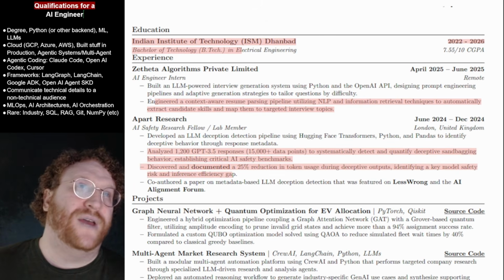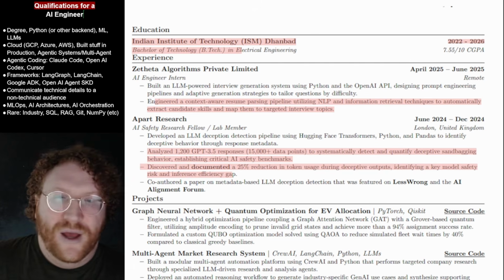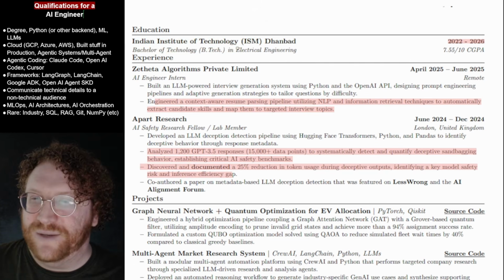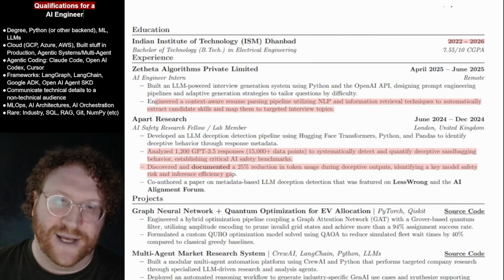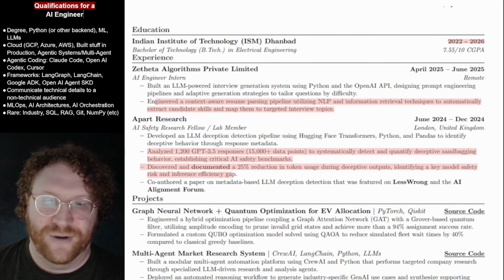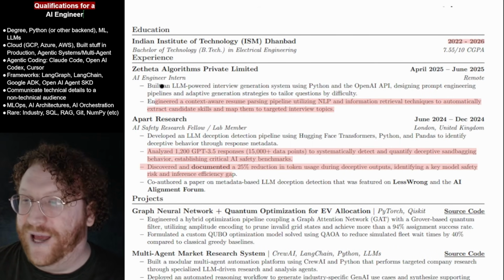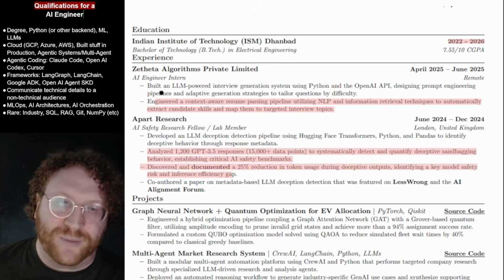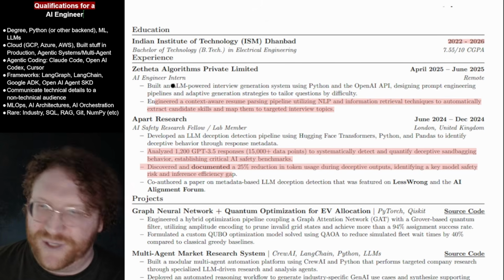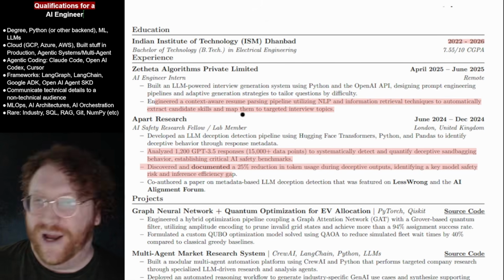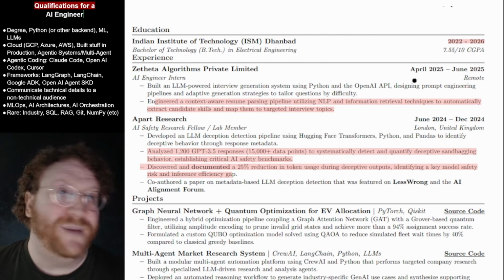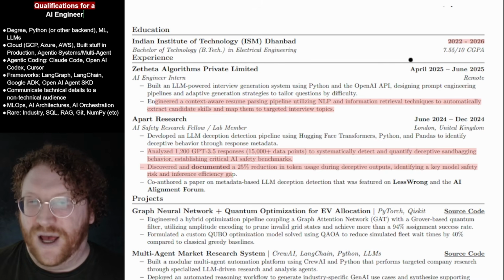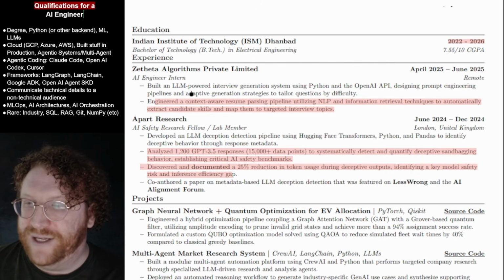Time. Okay, so yeah, I can see why this resume is having issues. So remember, formatting should look like this, not this. The bullet points are kind of bad here. Like, built an LLM. The first bullet point is okay. Built an LLM, right? Powered interview generation system using Python and OpenAI APIs, which is fine.